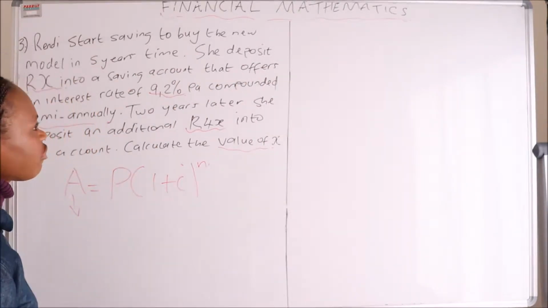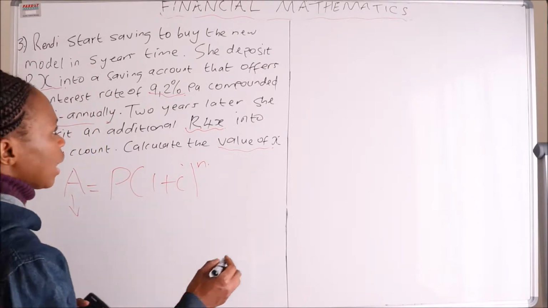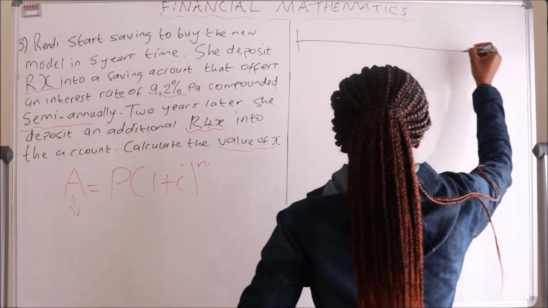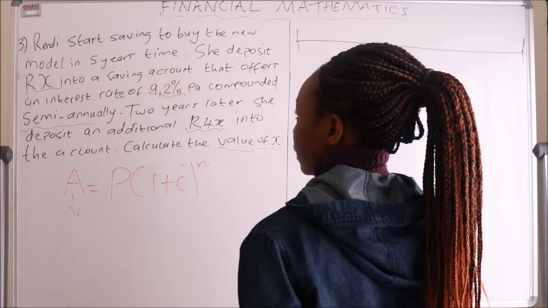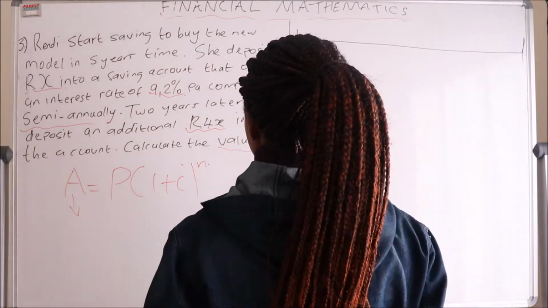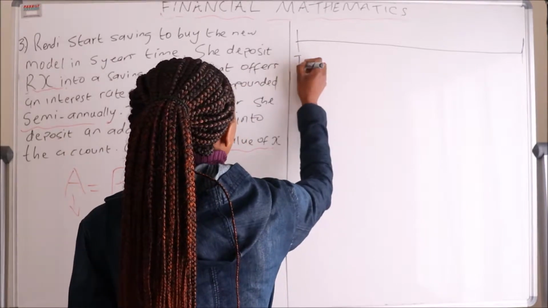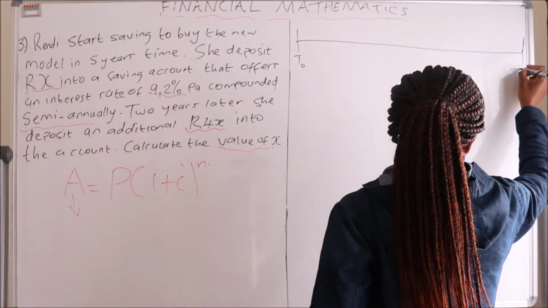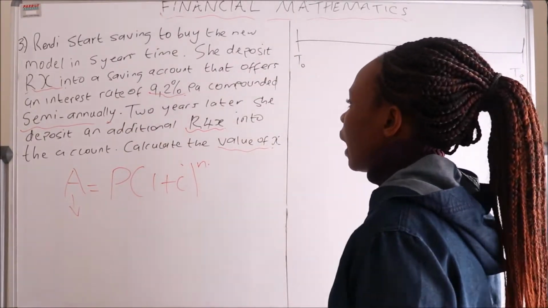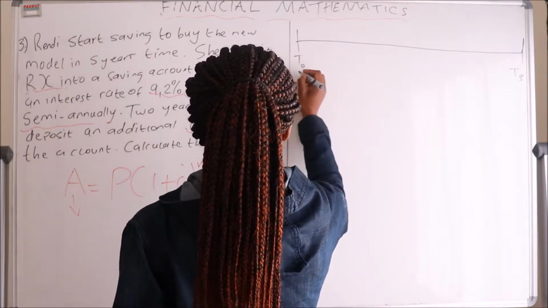Then here what we have to do is to draw a timeline. I told you guys in this type of question it is always wise to draw a timeline so that you will see when the deposit or extra deposit took place. So at T0 and up to T5. So this will be taking place for 5 years.